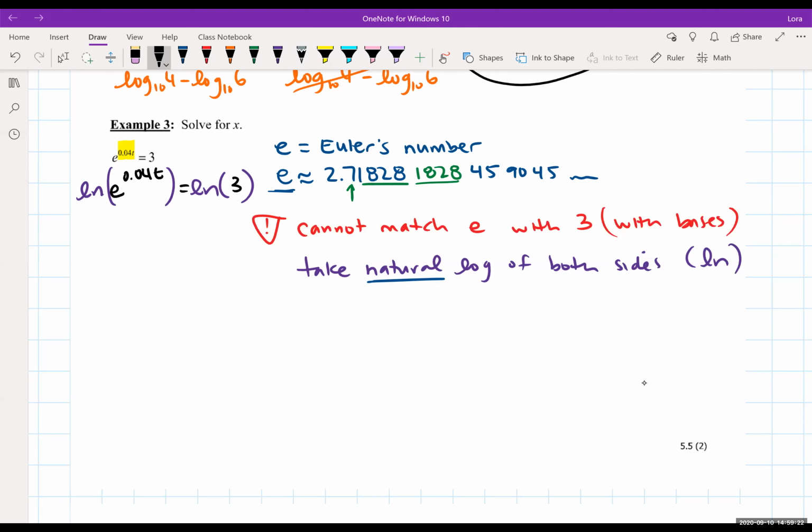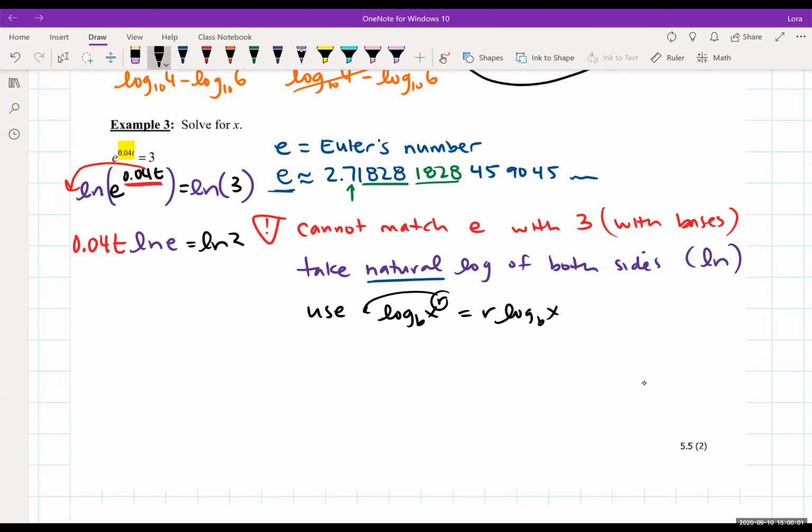So now that you take the natural log of both sides, we're going to use the properties of logs to remove the variable from the exponent position. So again, what's the property? Log base b of x to the r is the same thing as r times log base b of x. So that r is coming along to the front. In this case, we are taking this 0.04t and moving it to the front. So 0.04t times natural log of e equals natural log of 3.